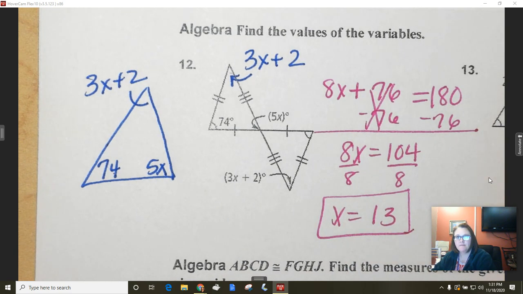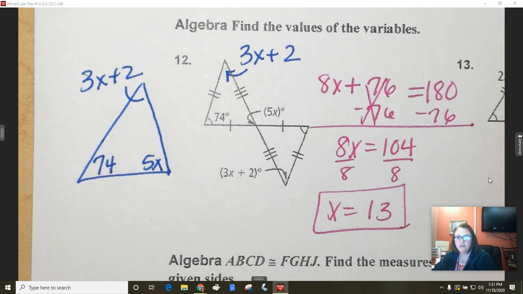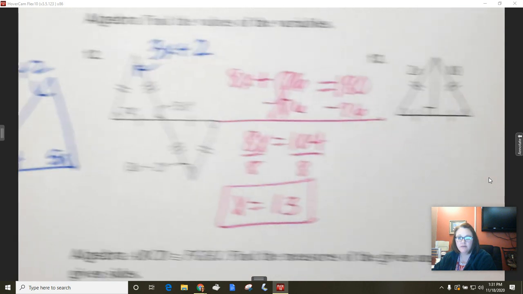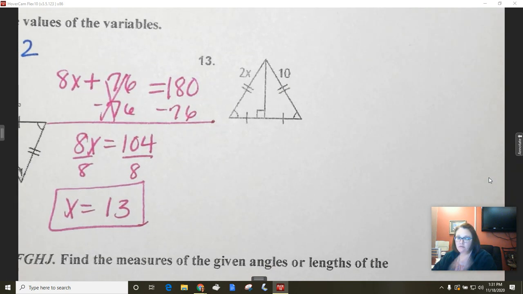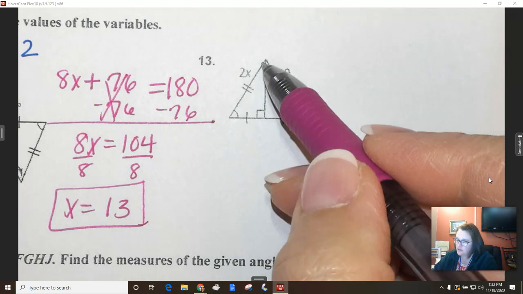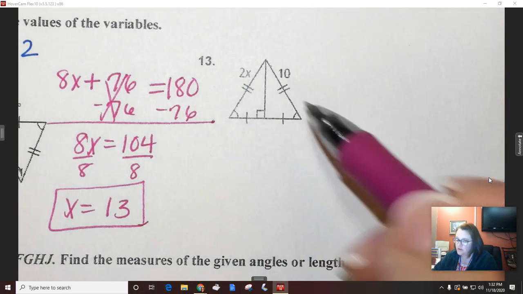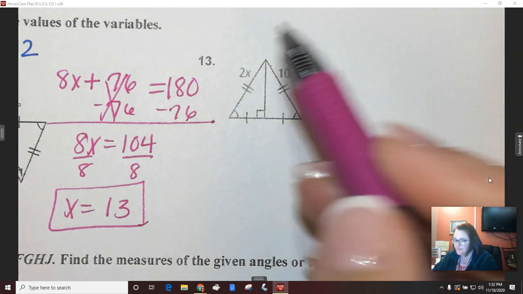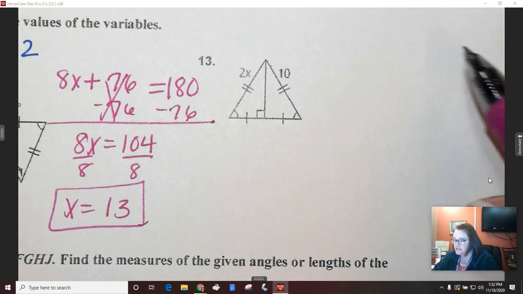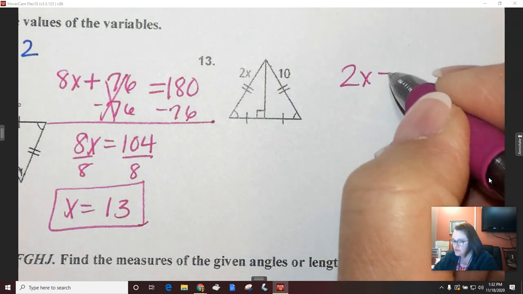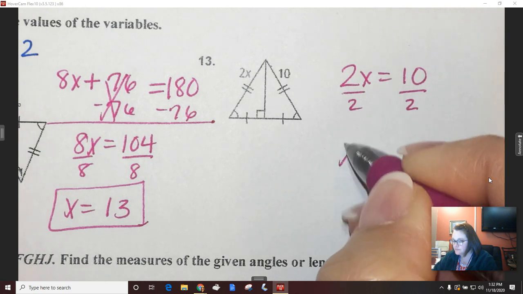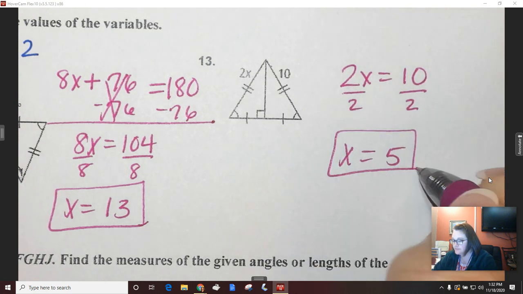Okay, so that's what we do when we're looking at angles. Notice they all have degree signs. So we're talking about angle measures. But look at this one. We're not using degree symbols. So these are marking how long the sides are, the lengths of the sides, not the angle measures. And these two sides are the same measure. So my equation would be 2x equals 10. So x equals 5.